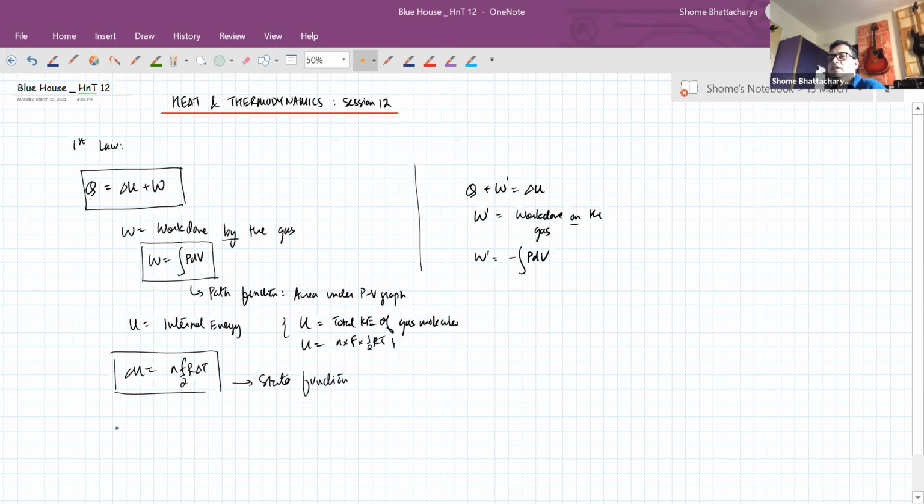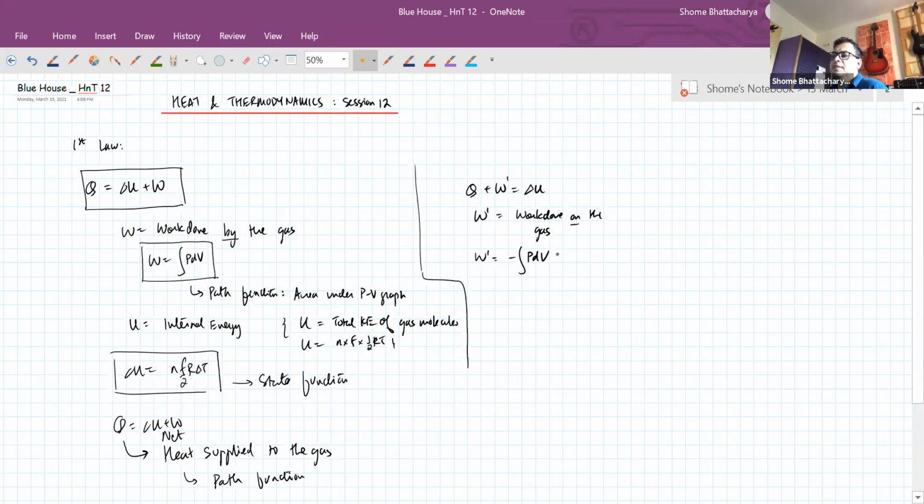Whereas Q, which is the sum of these two, therefore becomes the net heat supplied to the gas during the process. And this becomes what we call again a path function. So this was the statement of the first law of thermodynamics, which you are all familiar with from chemistry also.